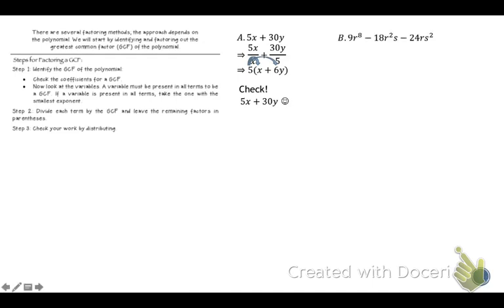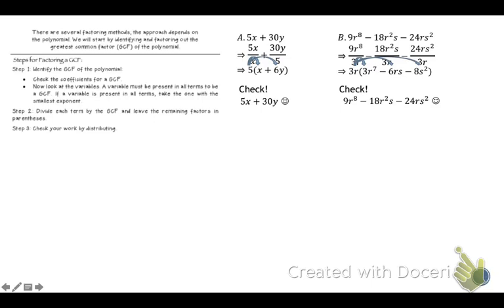Okay, let's do another one. Let's do this one. So what goes into 9r to the 8th, 18r squared s, and 24rs squared? Well, 3r goes into all of those. So we're going to divide the 3r out. 9r to the 8th divided by 3r is 3r to the 7th. 18r squared s divided by 3r is 6rs. And 24rs squared divided by 3r is negative 8s squared. You can check by multiplying it back out, and you should always get the same thing. If you don't get that same answer, you did something wrong, and we need to go back.